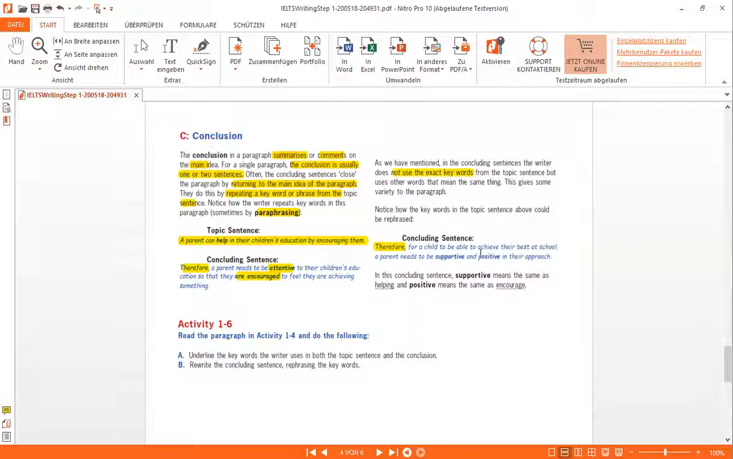Therefore, for a child to be able to achieve their best at school, the parent needs to be supportive and positive in their approach. Okay, these are all different ways of stating the abstract again. In this concluding sentence, supportive means the same as helping, and positive means the same as encourage. So what are we looking at here? We're looking at synonyms, all right? So paraphrasing is all about using synonyms.